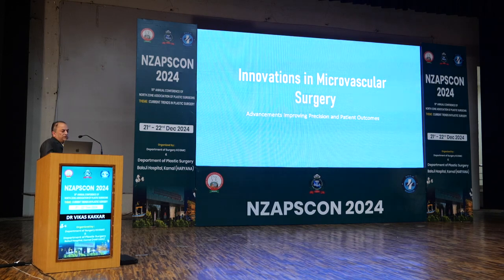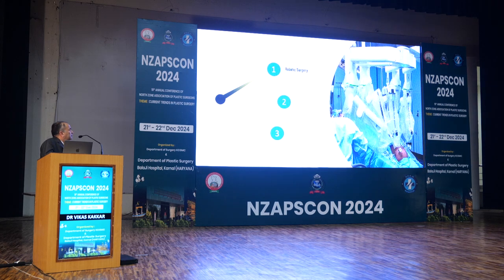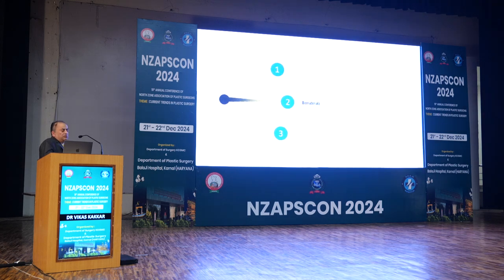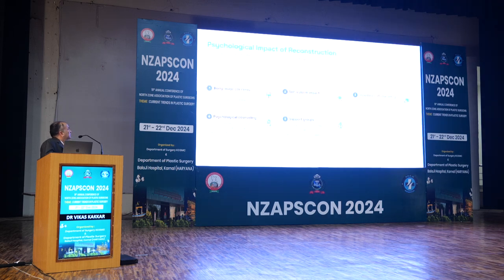As for the newer innovations, robots have come, and they can do more precise anastomosis, especially in areas which are deep or less accessible normally. Then biomaterials are there, like couplers, which can help in better anastomosis and reduce the operative time. Then there are stem cells, which can help in angiogenesis.